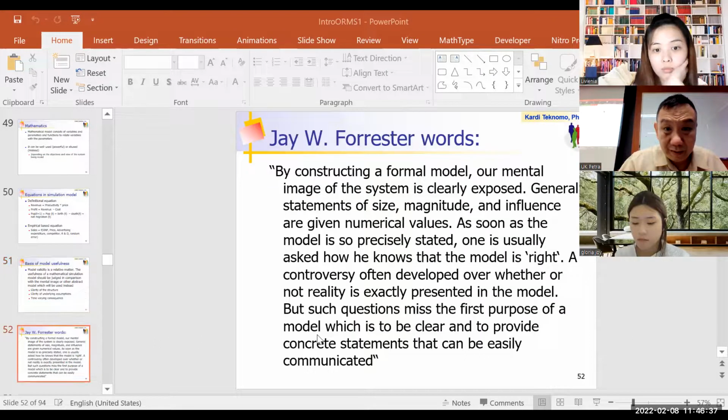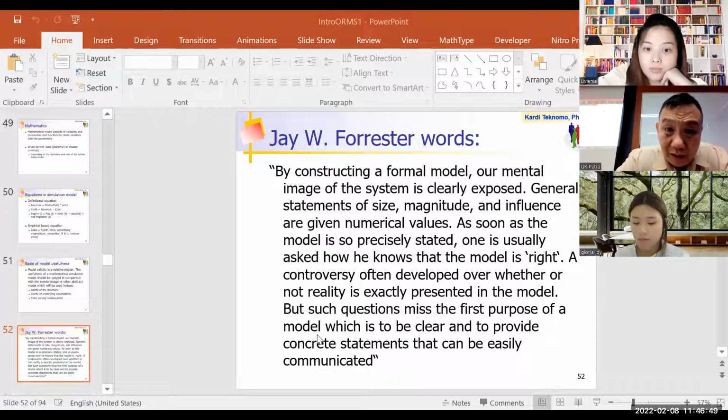Okay. So this is the quote by J. Forrester. J. Forrester is the father of system dynamics from MIT in 1960. He said, "By constructing a formal model, our mental image of the system is clearly exposed. General statements such as size, magnitude, influence are given numerical values. As soon as the model is so precisely stated, one usually asks how he knows that the model is right.